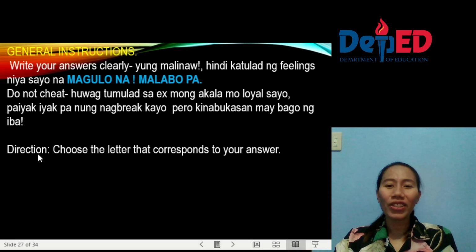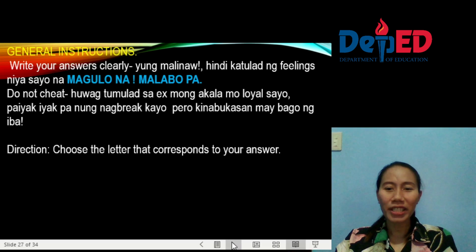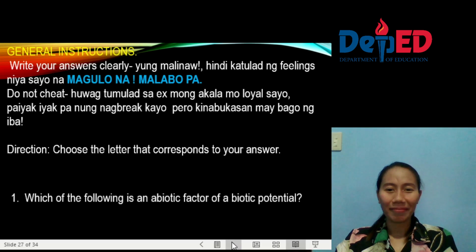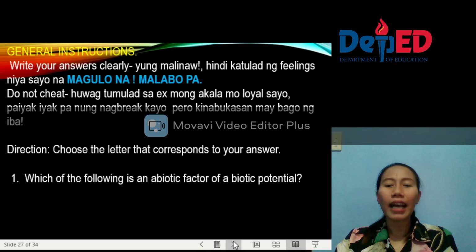Alright, so direction. Choose the letter that corresponds to your answer. Right? Now, I want you to get your paper and your pen and then you answer this part. Okay, question number 1. Which of the following is an abiotic factor of biotic potential? Again, which of the following is an abiotic factor of biotic potential?